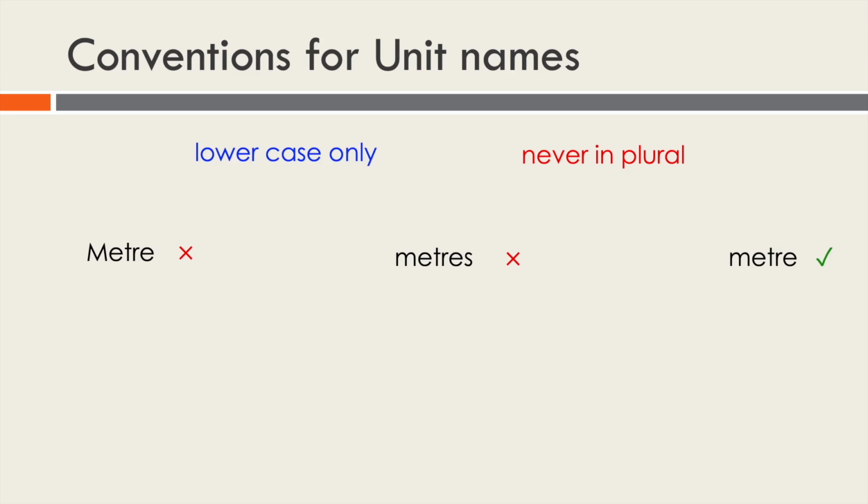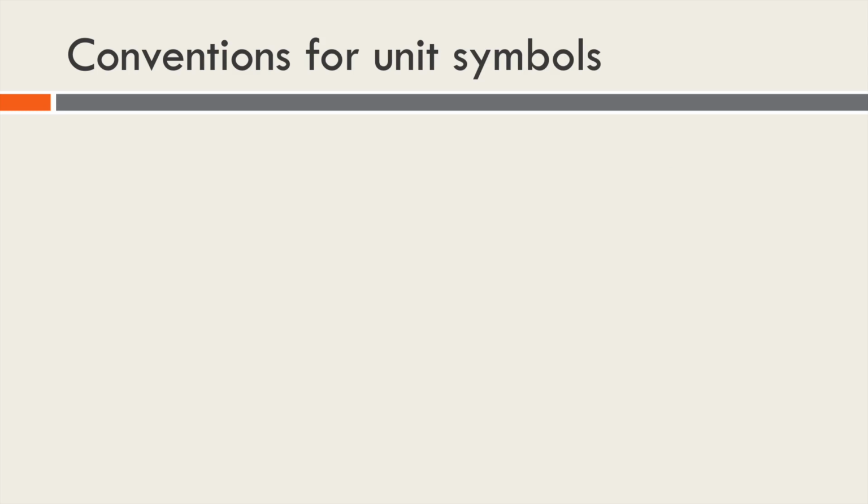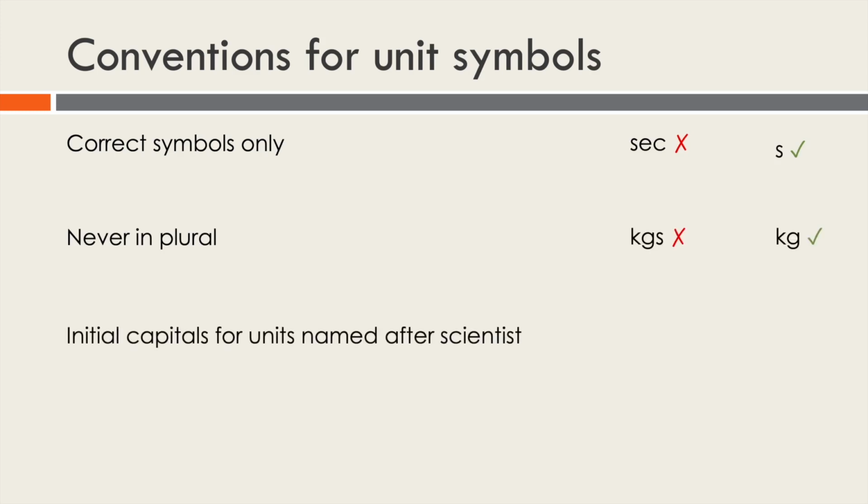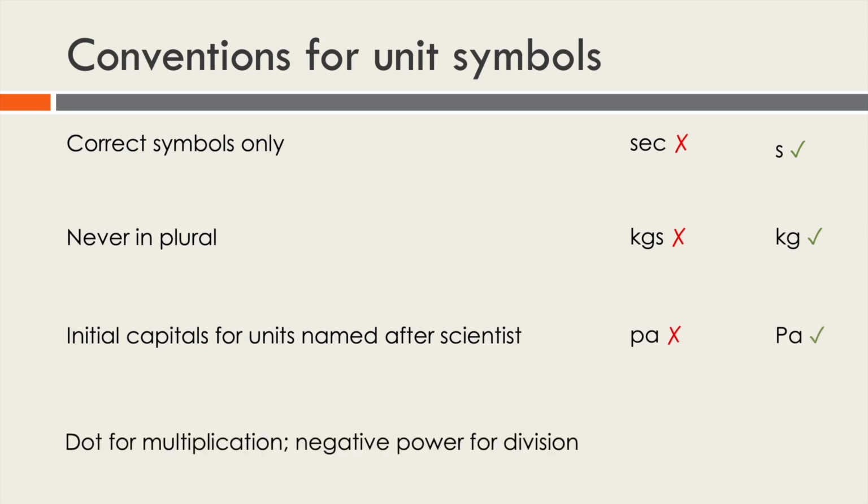Similarly, there are conventions for unit symbols as well. We must always use correct symbols. We must never express them in plurals. And for all those units which are named after scientists, the initial letter must be in capitals. And finally, multiplication must be expressed with a dot and division as negative powers. So you do not write meter upon second, you must write meter dot second raised to minus 1.